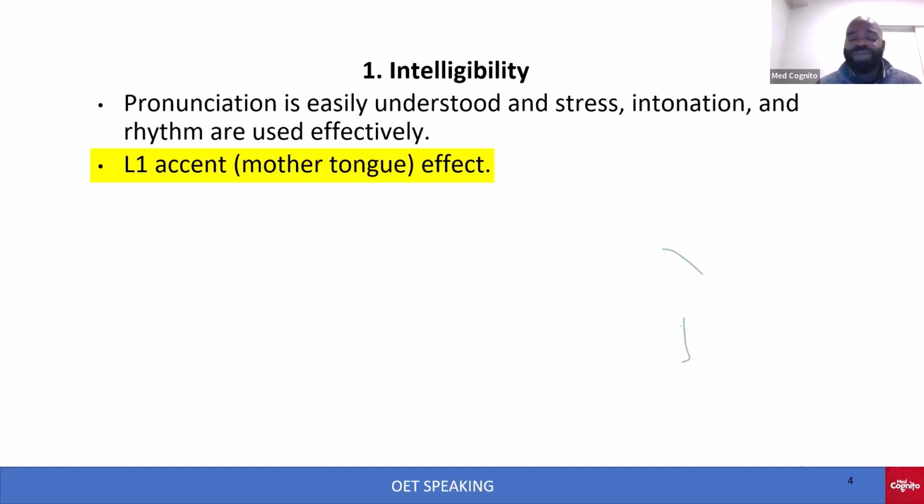Again, it's not the fact that you have a mother tongue that's not English that means you're automatically going to score low on this criteria. Not at all.